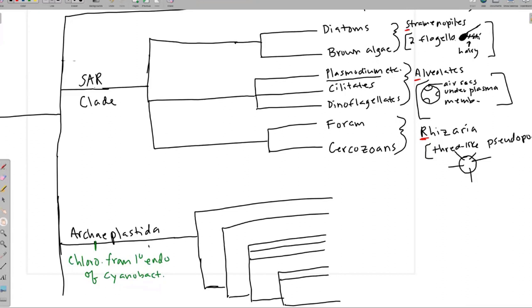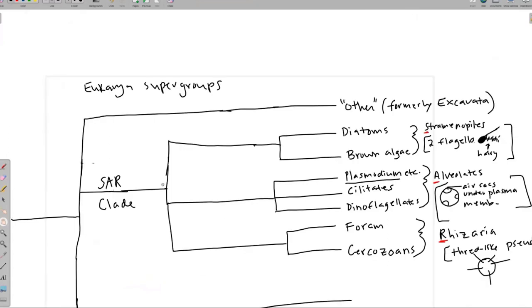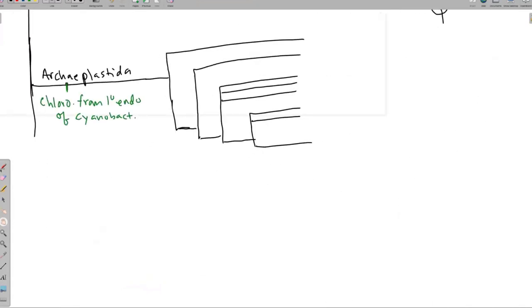This is how I'm doing this one, and you can see how specific I need you to know them. Glaucophytes are their group, monophyletic. They're important because they still have peptidoglycan in the chloroplast. So it's very good evidence that the chloroplast came from bacteria.